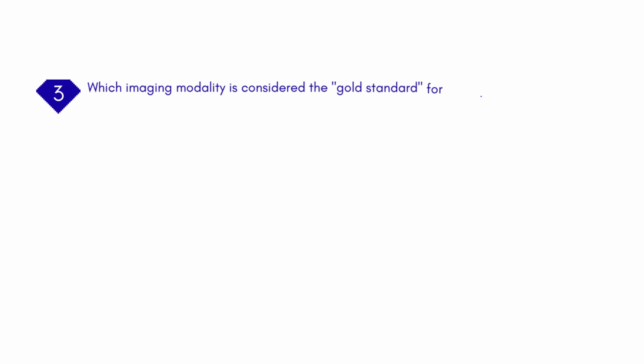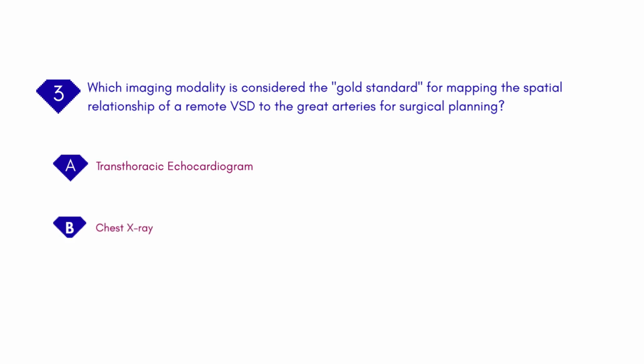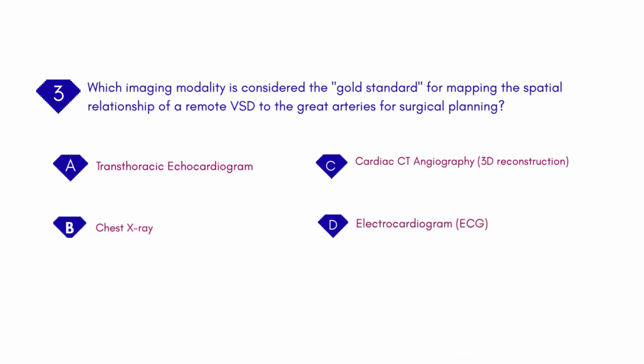Which imaging modality is considered the gold standard for mapping the spatial relationship of a remote VSD to the great arteries for surgical planning? A. Transthoracic echocardiogram. B. Chest X-ray. C. Cardiac CT angiography, 3D reconstruction. D. Electrocardiogram, ECG. Answer: C. Cardiac CT angiography, 3D reconstruction.